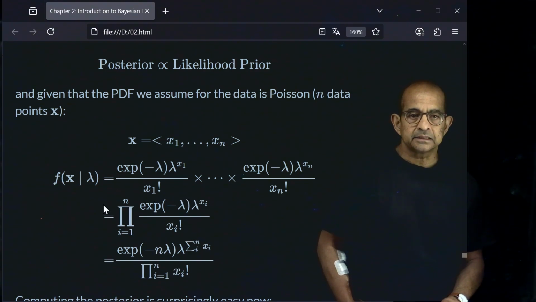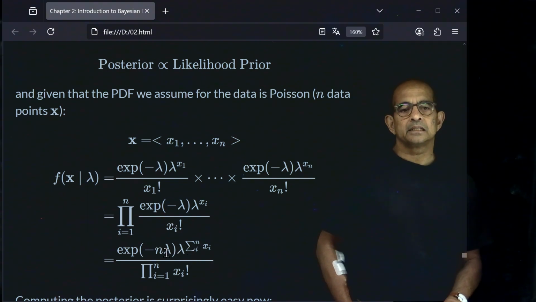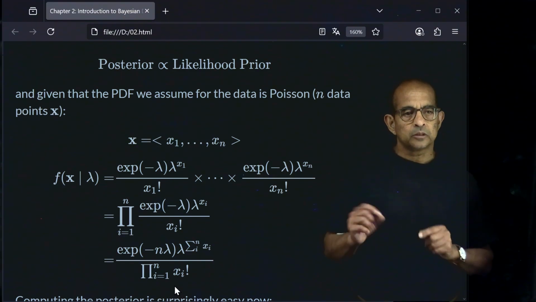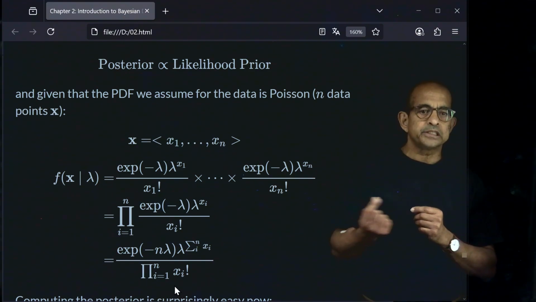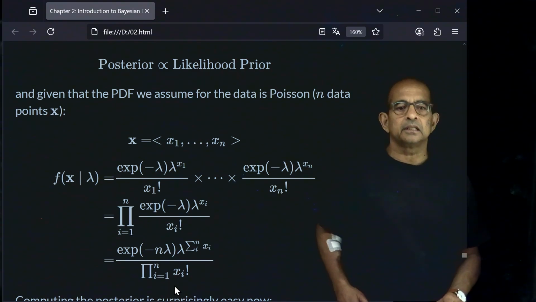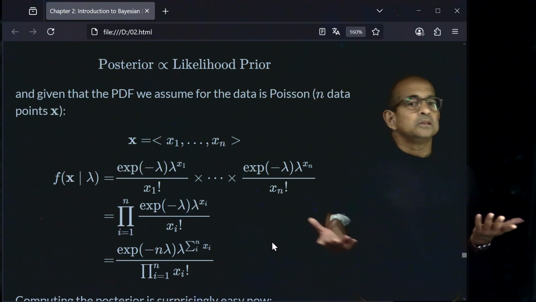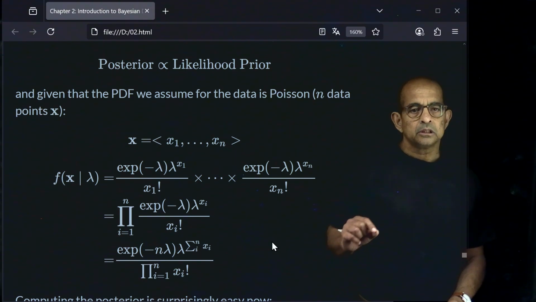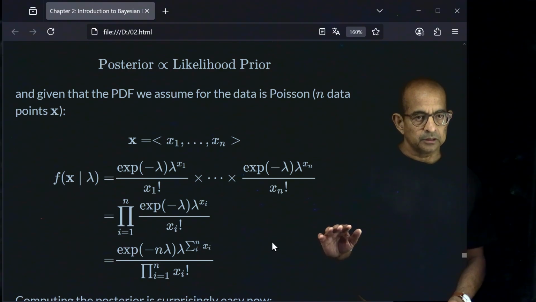So if I unpack this product here, I can rewrite the product in the numerator in terms of exponent minus n times lambda, and then lambda to the power of the sum of x. In the denominator, what you're seeing is the normalizing constant for each of the n data points being multiplied, right? So you've got x1 factorial multiplied with x2 factorial, etc. So that's the denominator there. All I've done is simply write out the joint likelihood of the n data points. That's all.